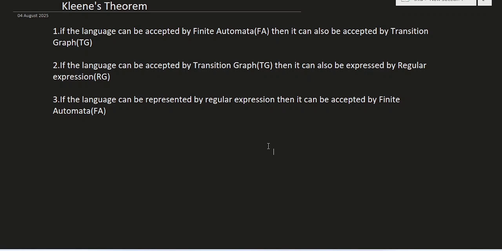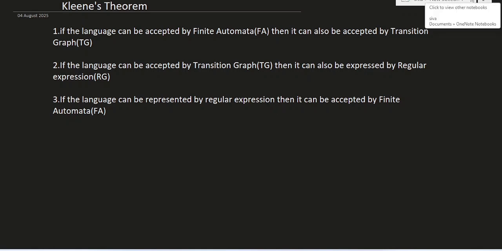The second case is if the language can be accepted by a transition graph, then it can also be expressed by a regular expression. And the third case is if the language is represented by a regular expression, then it can be accepted by a finite automaton. Now, we will try to solve cases number 1 and 3. We will try to prove this theorem.